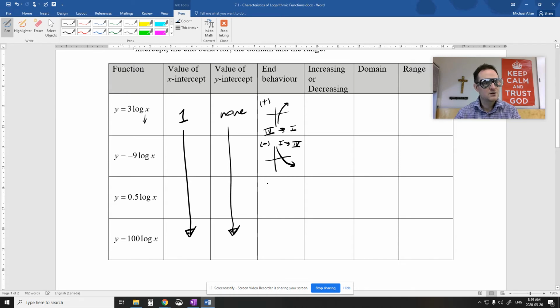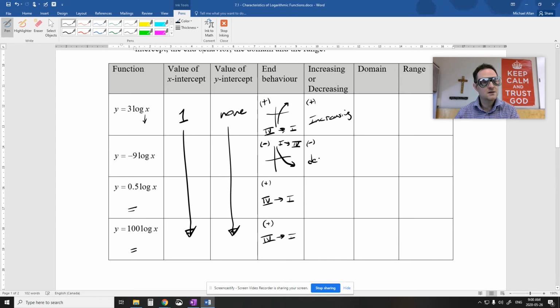And this one's positive. You can see there's a positive 0.5 in the front. So this is going from 4, kind of like the first one, over to 1. And this is also positive because there's a positive 100 there, so this is going from 4 to 1. So there's only one different one here. Because of the positive and negative part, you could say that if it's positive, it's increasing. If it's negative, it's decreasing. It's just the way you draw it, like it's going downwards and the other one's going upwards.